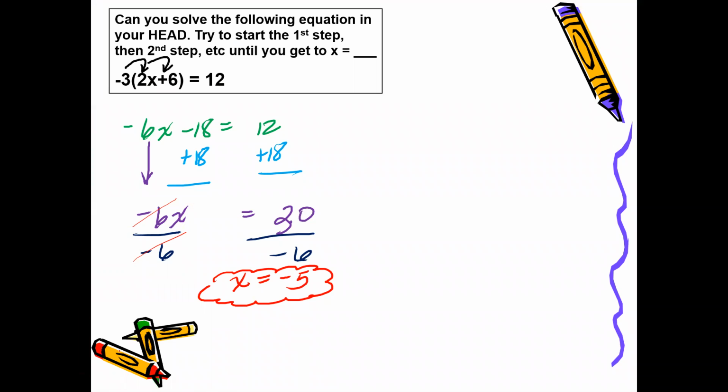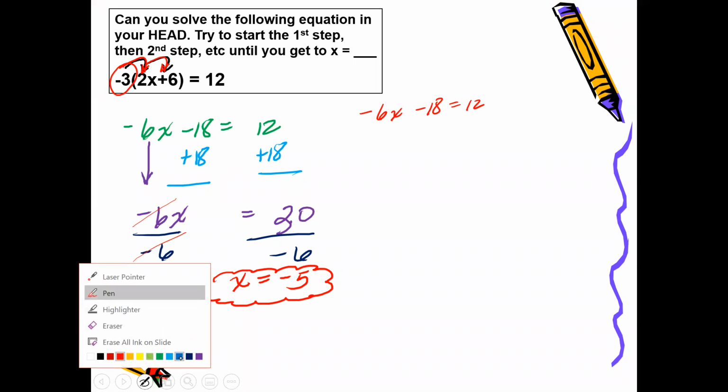So the first thing to do is you notice that there's a -3 on the outside of your parentheses. So you're going to take that -3 and multiply it into the parenthesis, and that's called the distributive property. So -6x minus 18 equals 12.